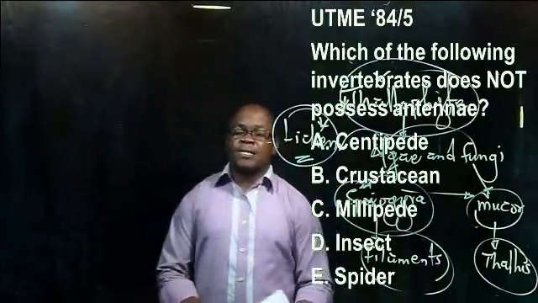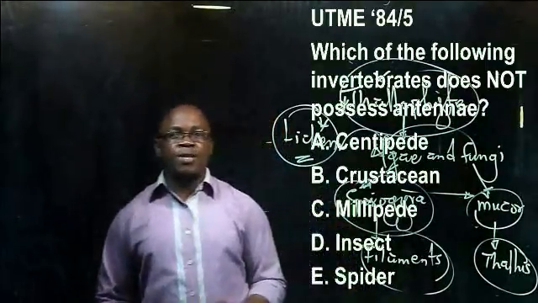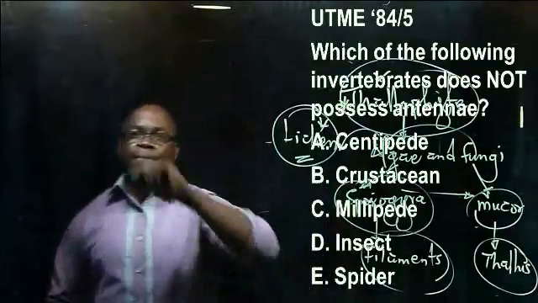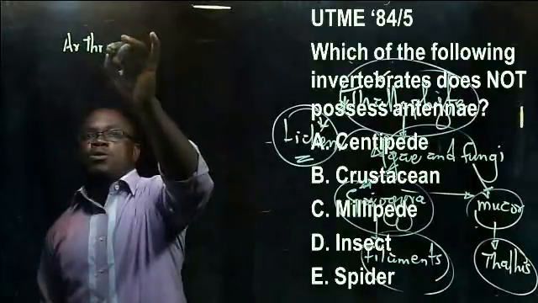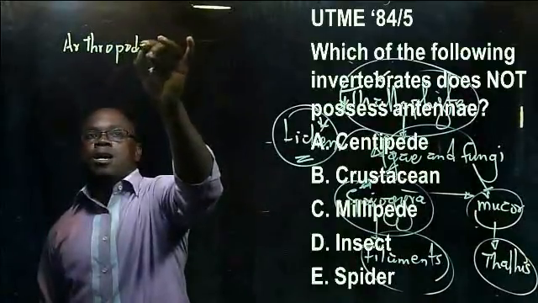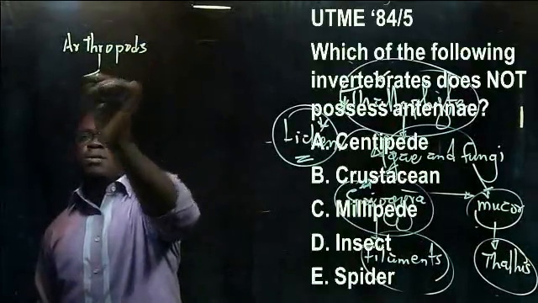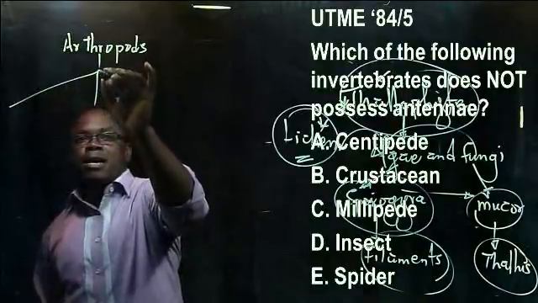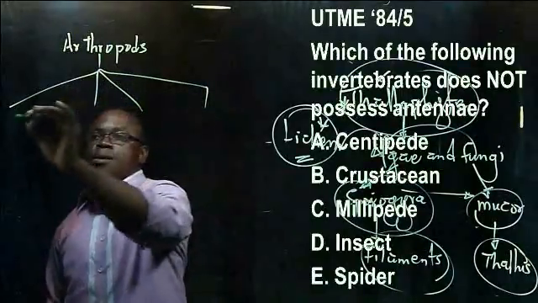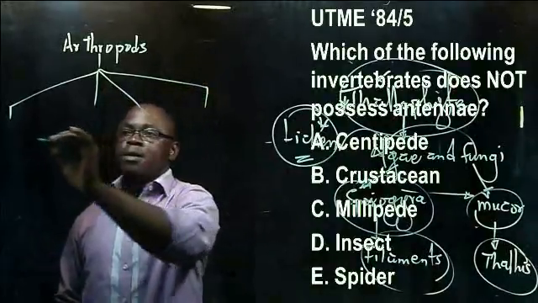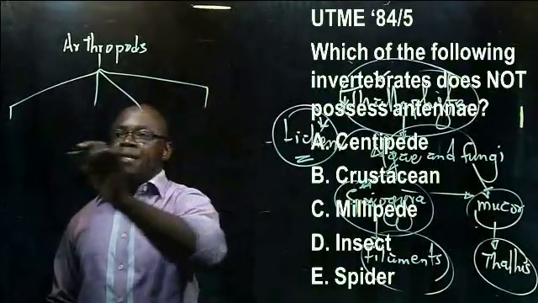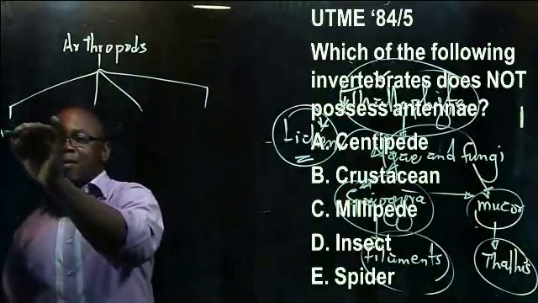Now, don't forget, in our past series of lectures, there was one of the lectures where we talked about arthropods. In that particular series, I explained that the phylum Arthropoda consists of 4 basic classes. We have the class Arachnida.